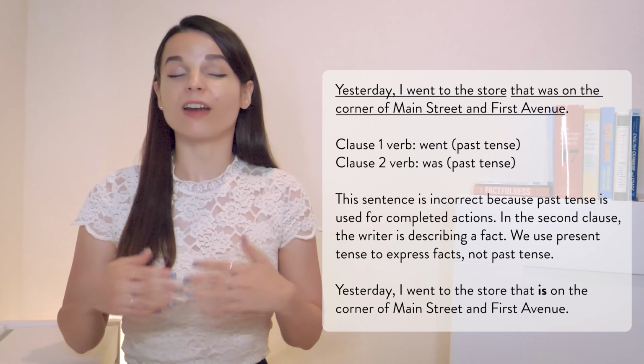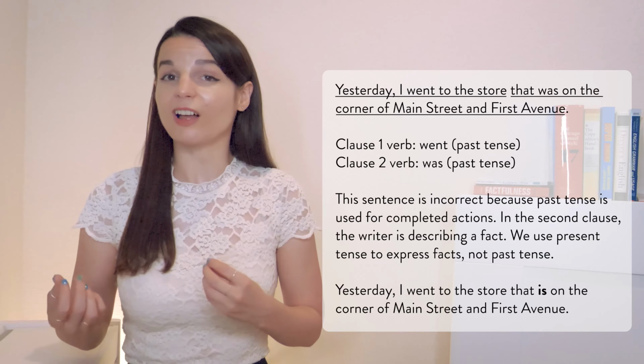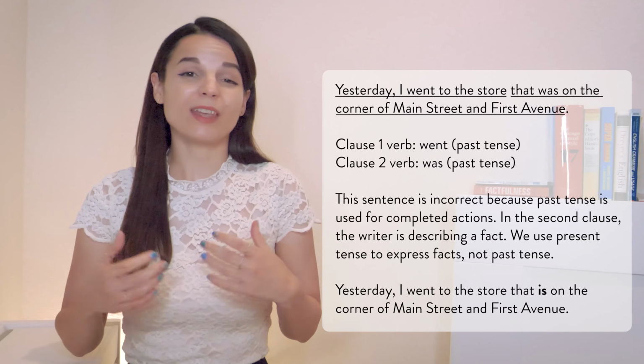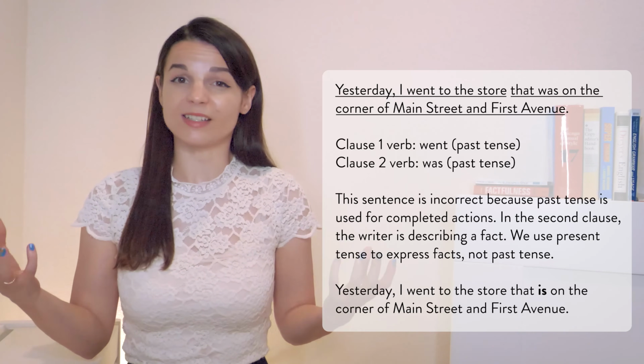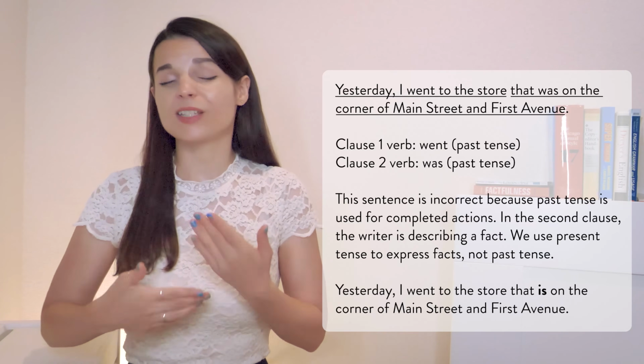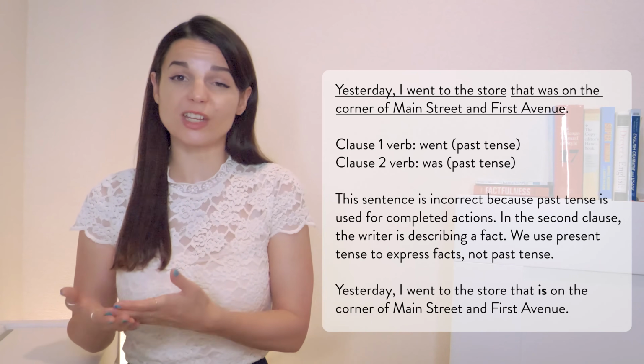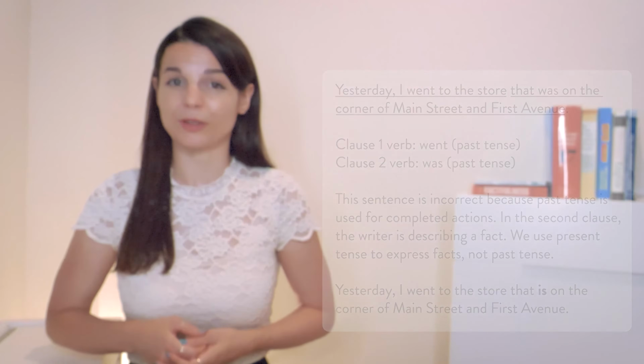We need to be aware of the different verbs we use in the clauses of our sentences. We can't always think of entire sentences with just one tense. It's important to consider the function of each clause and choose the tense accordingly. Okay, next we're going to focus on tense shifting when writing about the past. In this section, I want to talk about a super common writing mistake.